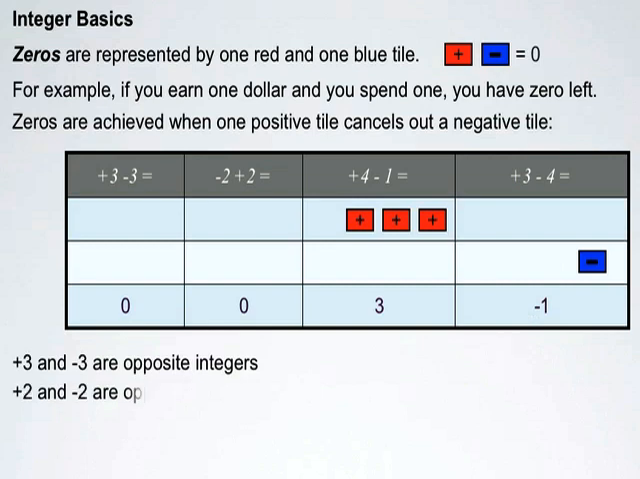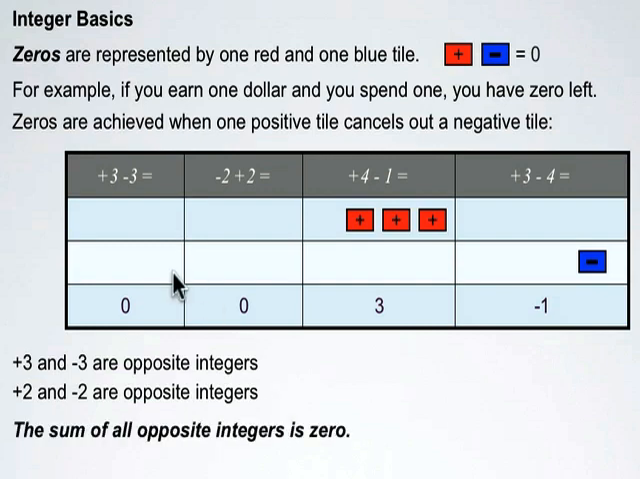So if we look at the first two examples, positive 3 and negative 3, positive 2 and negative 2, these are called opposite integers because they have the same numeric value but opposite signs. And they canceled out to give us 0. And in fact, the sum of all opposite integers is always 0 because the number of red tiles will match the number of blue tiles and everything will cancel out to leave you with 0.